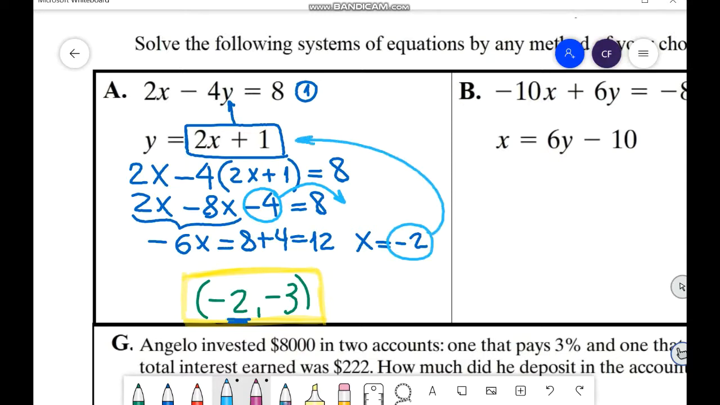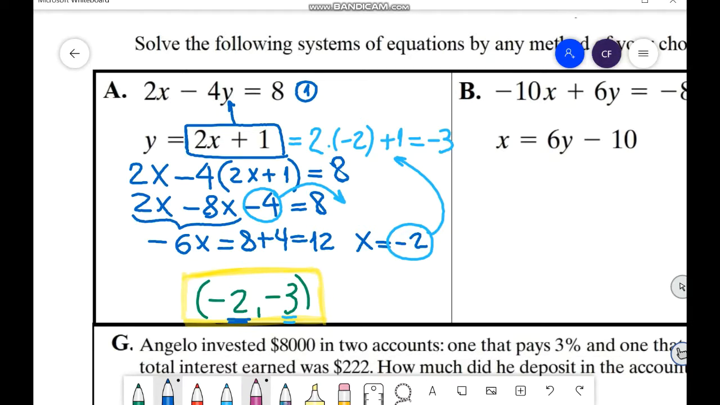Plug in -2 here, and you will find y equals 2 times -2 plus 1. 2 times -2 is -4, plus 1 is -3. And this is the other answer. See, I'm proving here that no matter the method that you use, you're going to find the same answer. The answer is going to be the same.